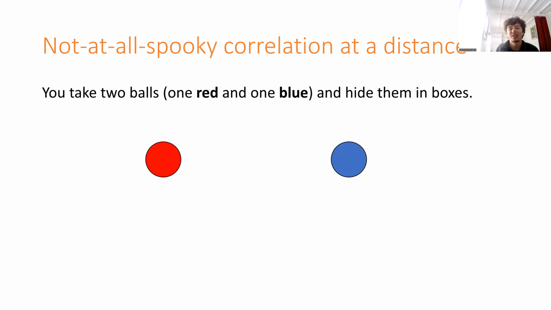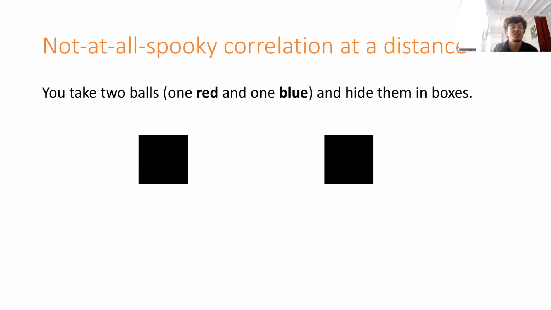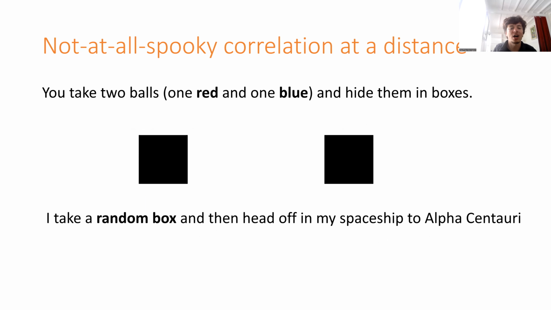So let me just give you an example of how something like this can happen that isn't at all spooky. Let's say I have 2 balls. One of them is red, one of them is blue. I'm going to hide these balls in boxes. Okay, so you can no longer see what's in it. Now I'm going to take one of these boxes and I'm going to fly off in my spaceship to Alpha Centauri or whatever. So I don't know which ball is in which box.